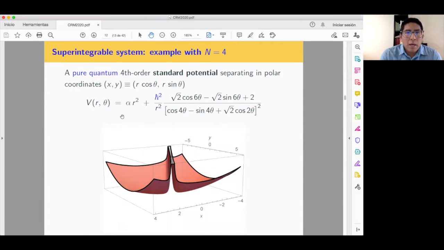Just to give you an example, let's consider a potential with a 4th order integral of motion and a pure quantum one. It means that the angular part is proportional to h bar squared. Again, we assume separation of variables in polar coordinates. And for this potential, we can indicate explicitly a 4th order integral of motion.